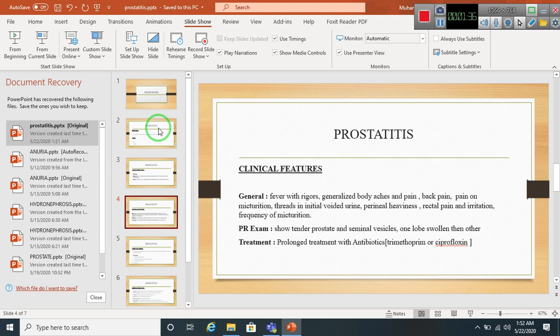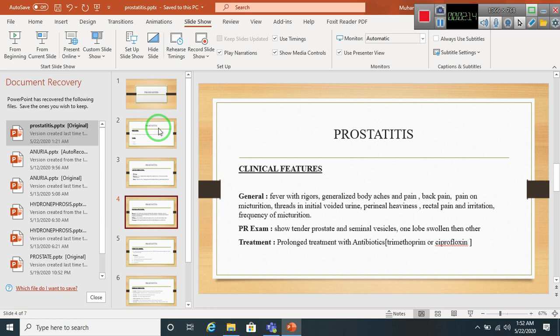Clinical features: general, fever with rigors, generalized body aches and pains, backache, pain on micturition, threads in voided urine, perineal heaviness, rectal pain, irritation, frequency of micturition. On per-rectal examination, we find that the prostate gland is tender and the seminal vesicles are tender, and one lobe of the prostate gland is swollen more than the other.